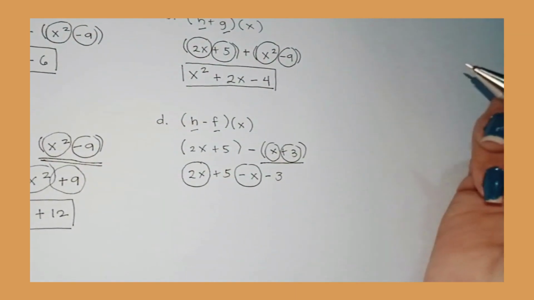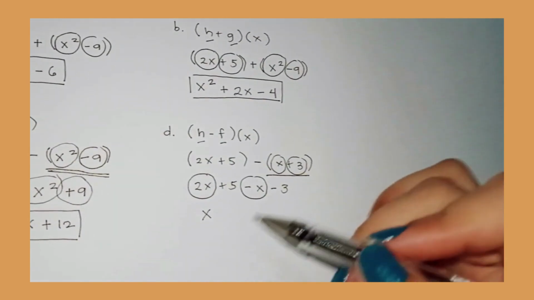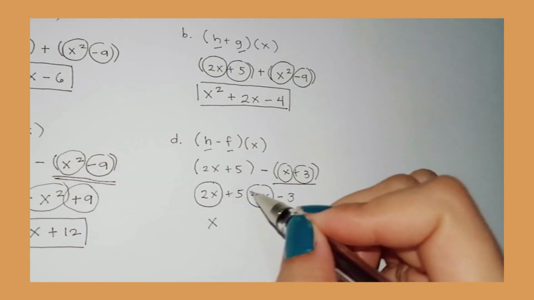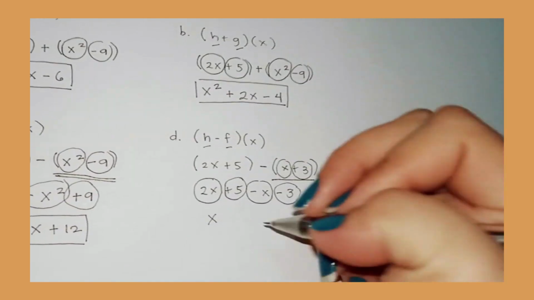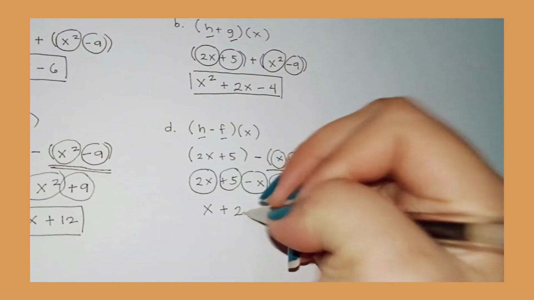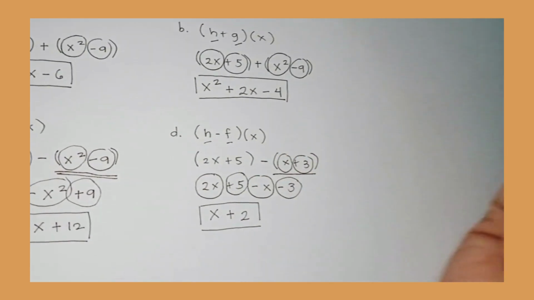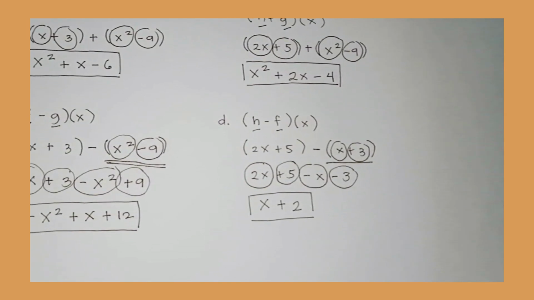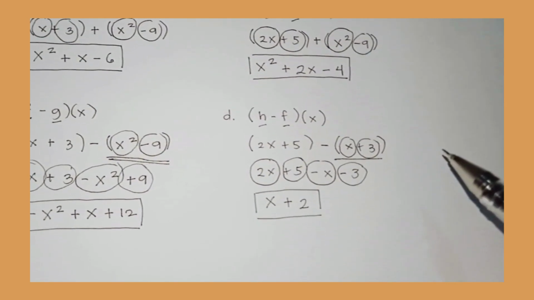2x minus x, the answer is x. Meron ka daw dalawang x, binawasan mo ng isa, so isa na lang. Next, constant. 5 minus 3, the answer is positive 2. So that will be our final answer for letter D. Example C and D are all about the subtraction of functions.